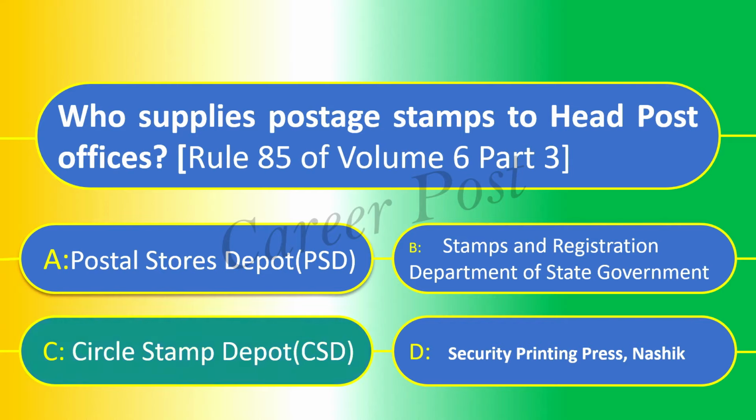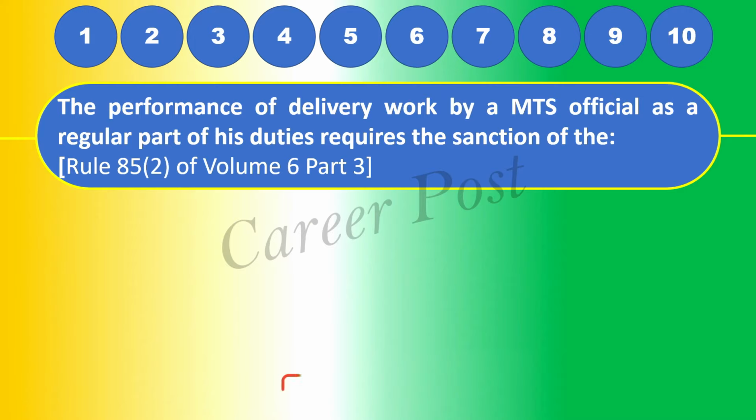The answer is Circle Stamp Depot. Where is the Circle Stamp Depot? It is in Hyderabad. For both AP and Telangana, there is only one Circle Stamp Depot. Security Printing Press Nasik will supply stamps to the Circle Stamp Depot. Circle Stamp Depot in turn will supply to the head offices. Head offices will in turn supply to the sub offices. Sub offices will then supply to the branch post offices. That is the sequence.